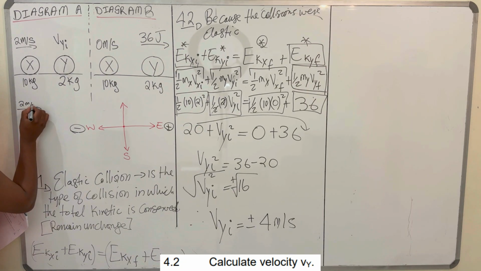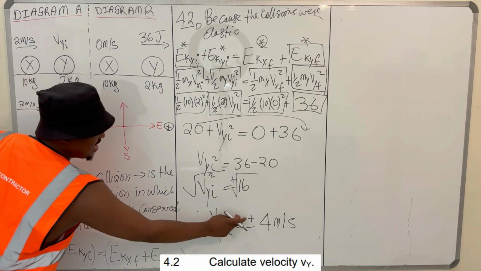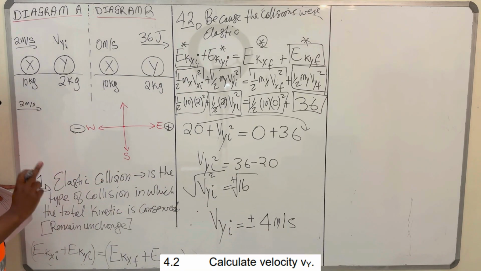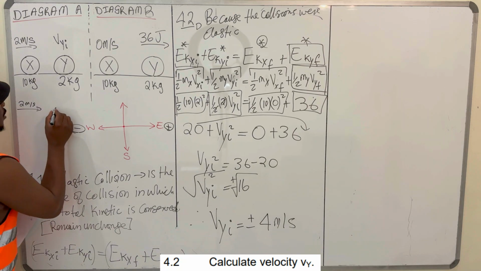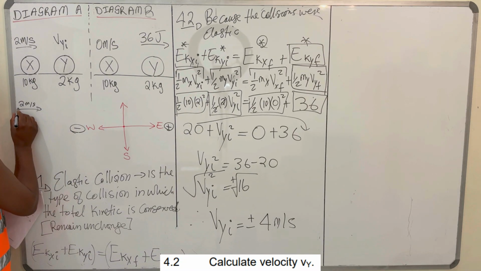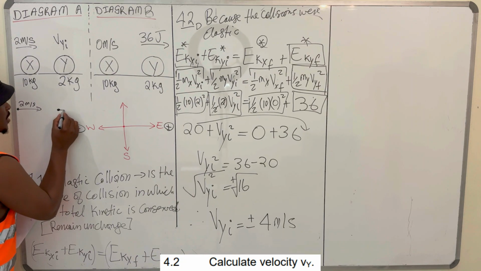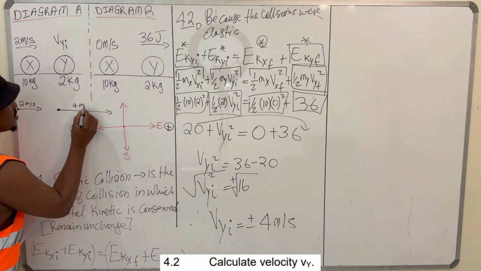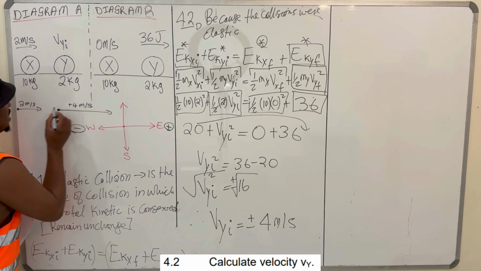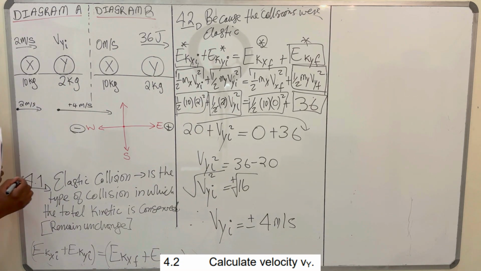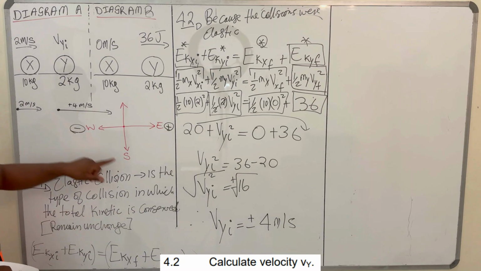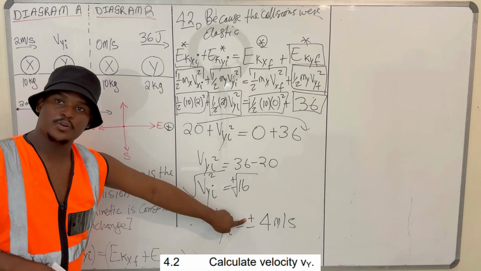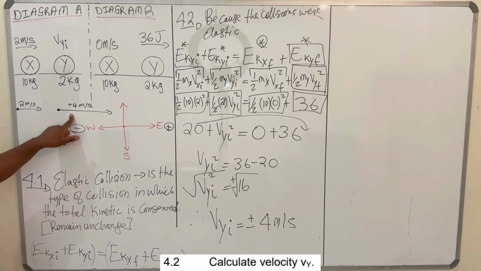This is 2 meters per second. And if you're saying the initial velocity for ball y is positive 4, so this is where your x is, and this is where your y is. This velocity of 4 meters per second, the positive one, is bigger than that of ball x. What that means is, if we're saying our initial velocity for ball y is positive, we're saying ball y is going to the right, or going eastwards at 4 meters per second. And ball x is also going eastwards at 2 meters per second.